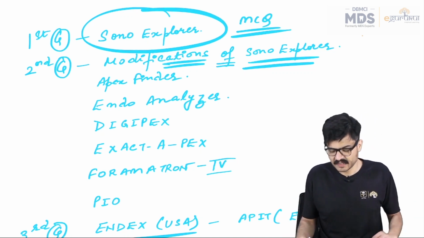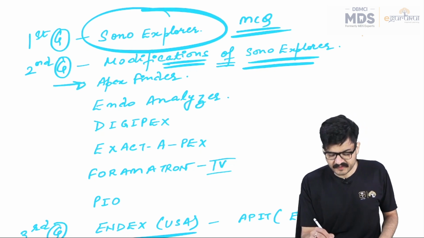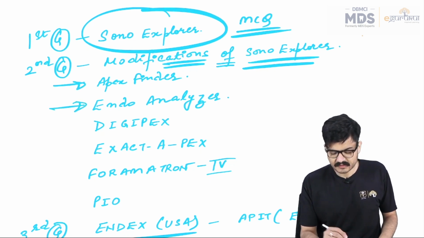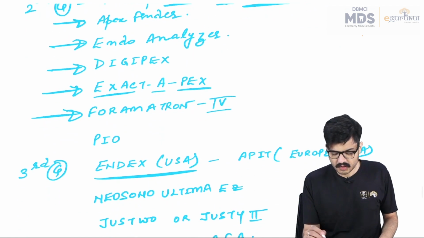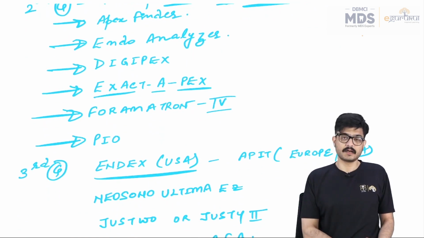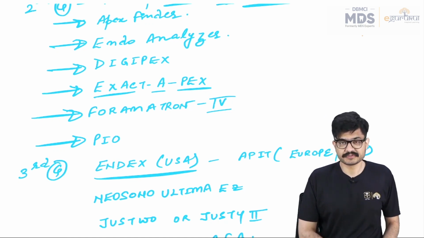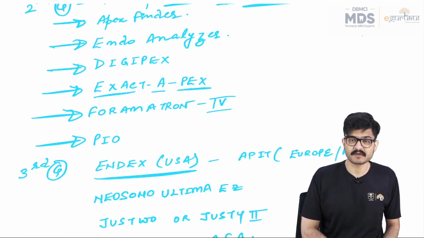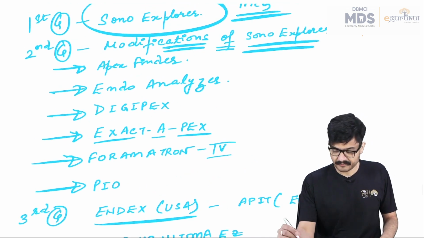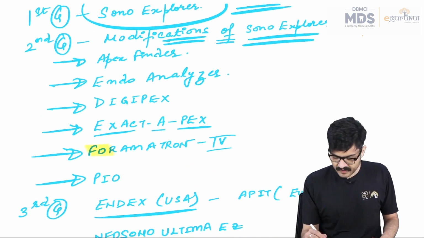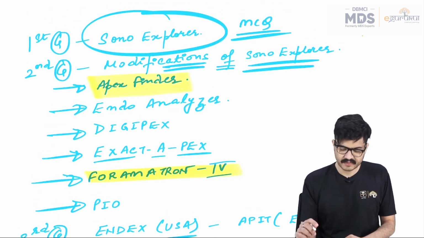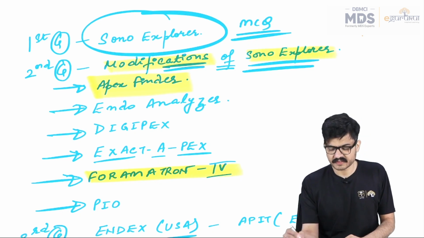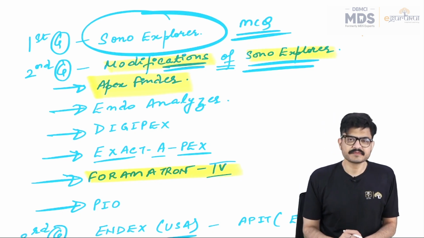go for first generation. Anyways, apart from that, we have Apex Finder, Endo Analyzer, Digi Pex, Exact A-Pex, Foramatron 4, and Pio. Would I recommend you to memorize all these examples? It's not practically possible. I would suggest memorize at least Foramatron 4, right? Apex Finder, and specifically they ask that modifications or newer generations of Sono Explorer. This we should know.